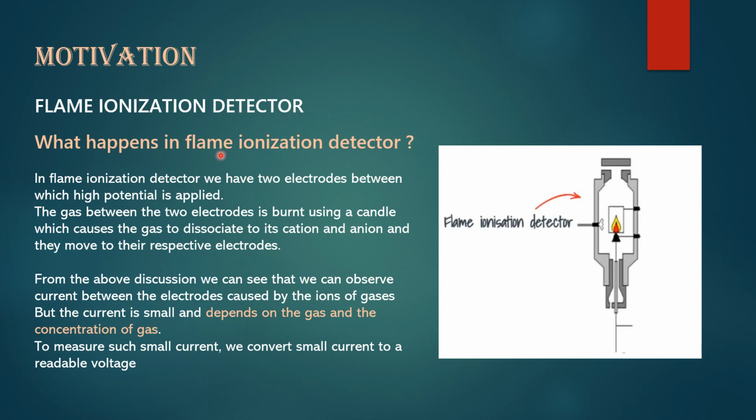Now, what happens in a flame ionization detector? In a flame ionization detector, we have two electrodes and there is a gas between the two electrodes. Now, we burn the gas between the two electrodes. When we burn the gas, it dissociates into its cation and anion, and they move towards their respective electrodes. Now, we apply a very high potential between those two electrodes so that current flows, but the current flown is very small.